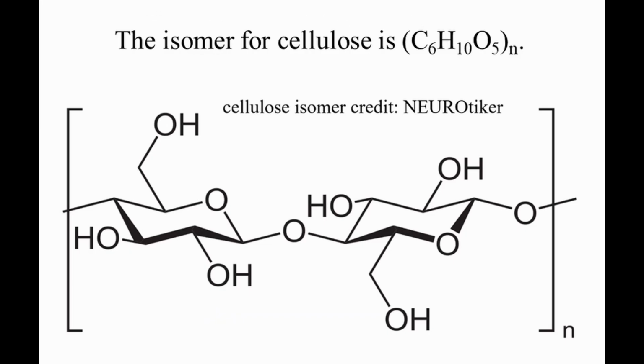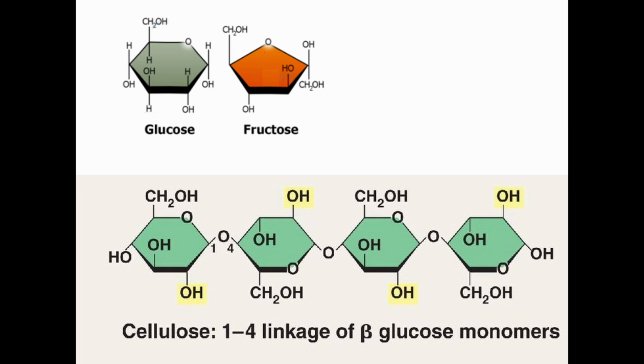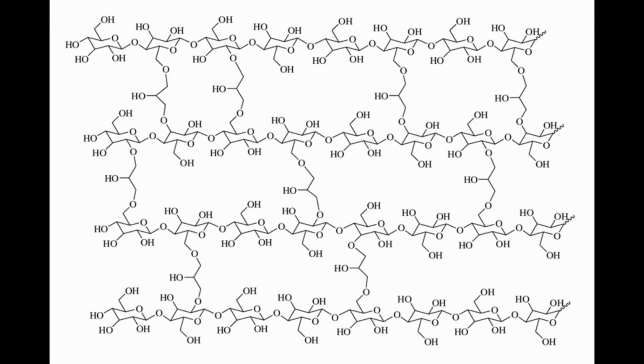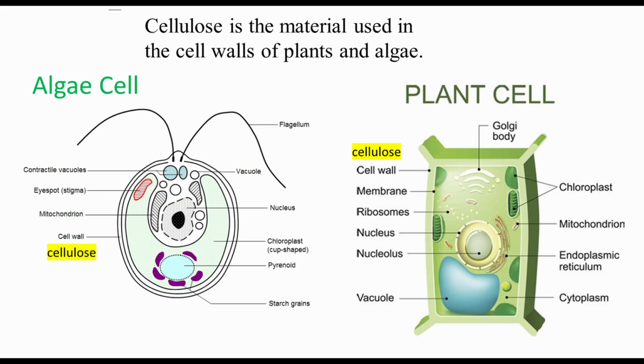The isomer for cellulose is C6H10O5. The isomer for cellulose is shown in the figure. Cellulose is formed from simpler sugars such as glucose and fructose that are chained together into long strands. The strands of cellulose are then cross-linked by hydrogen bonds to form a high tensile strength matrix that resists tearing. Cellulose is the material used in the cell walls of plants and algae.